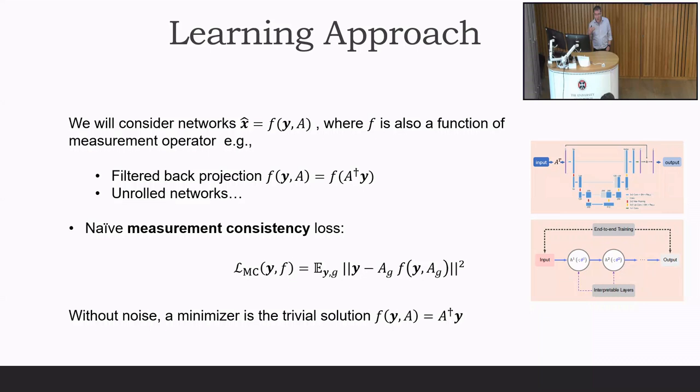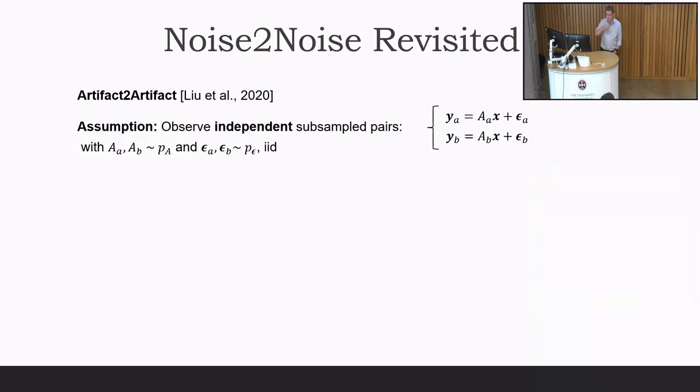And you're not going to be surprised. We've already seen how to solve these things. We're going to basically replay Julián's talk on denoising, but doing it for the incomplete measurement operator. So let's first of all look at noise to noise again. And a paper by Liu et al. in 2020 introduced this notion of artifact to artifact.